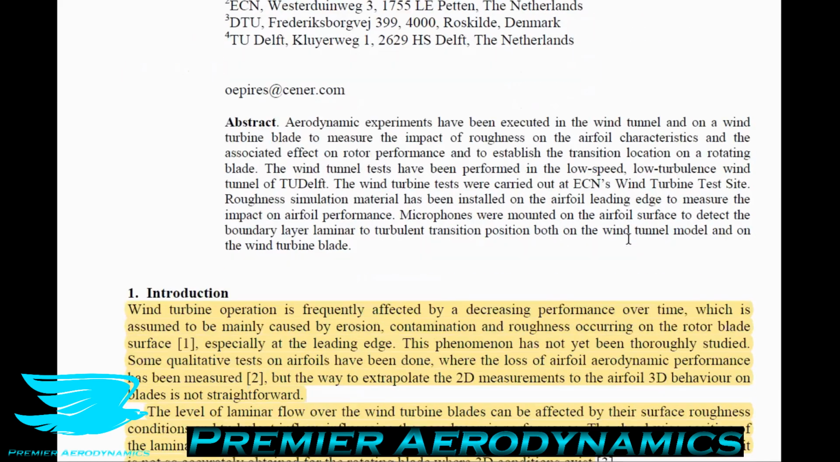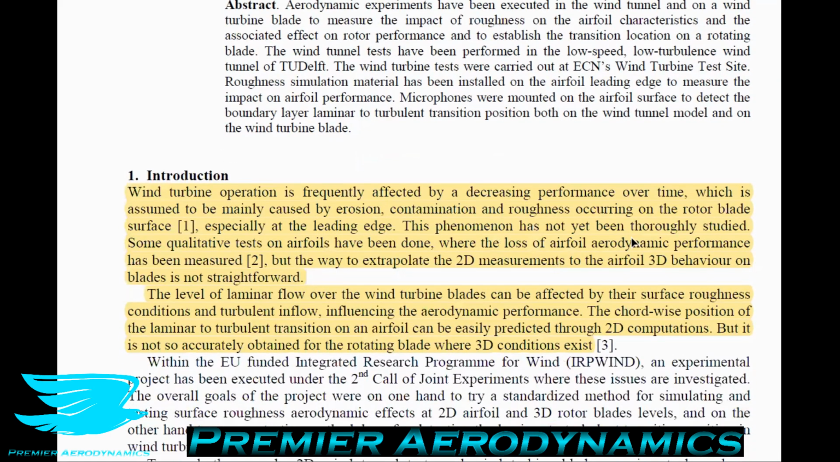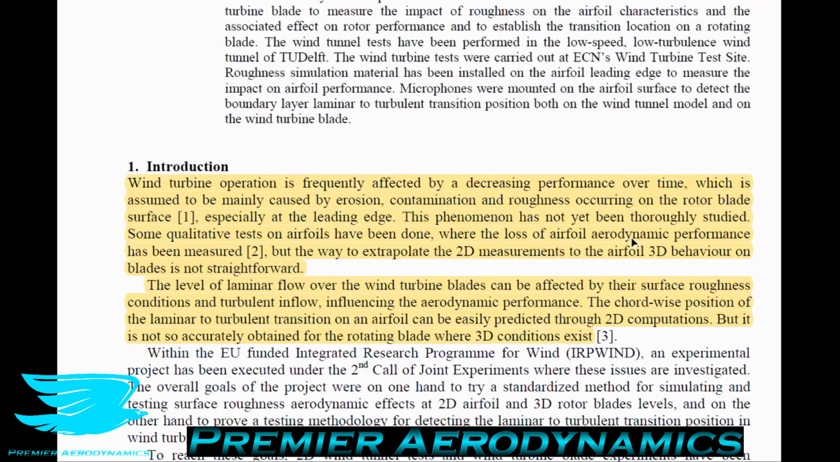So let's begin. Wind turbine operation is frequently affected by a decreasing performance over time, and this is usually assumed to be caused by erosion, contamination, and roughness occurring on the rotor blade, especially at the leading edge. This phenomenon has not yet been thoroughly studied. Some qualitative tests on airfoils have been done, whereas the loss of airfoil performance has been measured, but the way to extrapolate the two-dimensional measurements to the three-dimensional airfoil behavior is not straightforward.